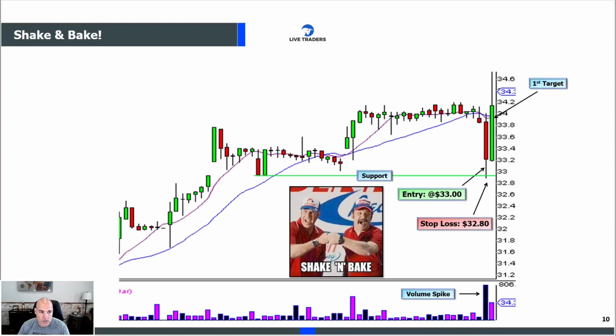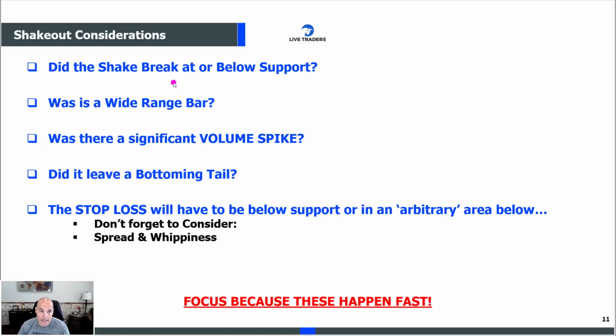So, a couple comments on the shake and bakes, all right, on the shakeout considerations. Did the shake break at or below support? Meaning, you want to see it go right to support or below support. Why? You're sucking in more people that way. More people that are going to have to sell or cover depending on the position, okay? Was it a wide range bar? Meaning, was the shakeout bar wide range, or was this just kind of a little tail? You don't want a little tail, you want a wide range shakeout. The kind where you go, damn, look at that. You kind of get that Rachel Maddow face, all right?